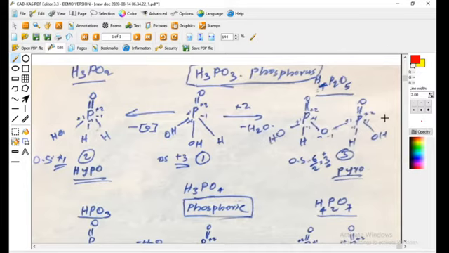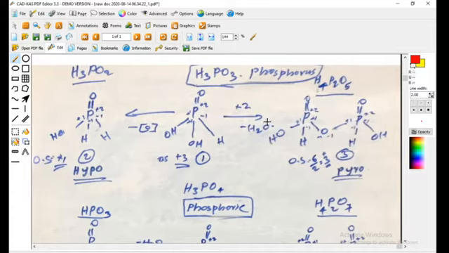Today I am going to discuss the oxyacids of phosphorus. There are around 8 acids in your NCERT textbook. We have to discuss all of these acids deeply and clearly. This topic is very important from the NEET and entrance examination point of view.